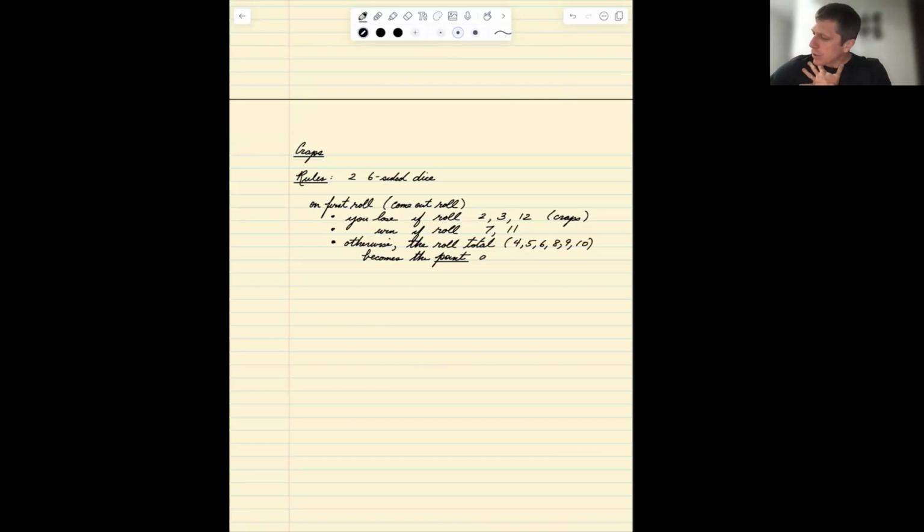And then we continue rolling until either we hit the point, in which case we win, or we roll a 7, in which case we lose. Anything else, we keep rolling.